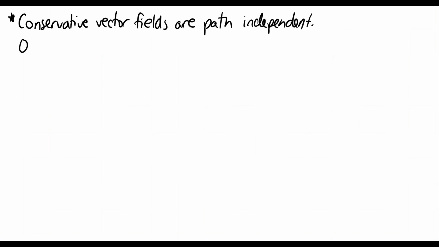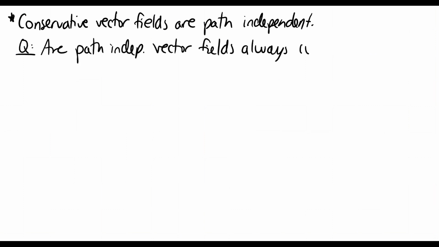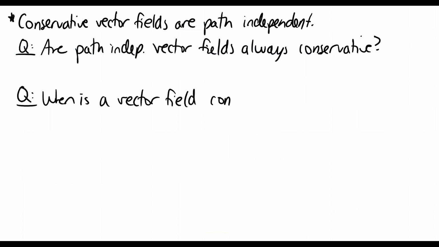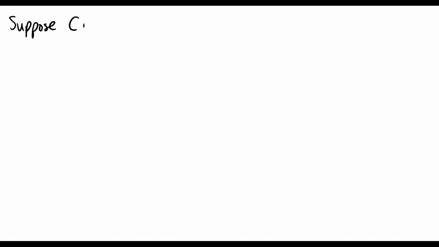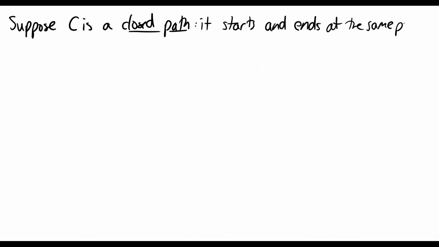A couple questions now arise. Is the other way around true? That is, are all path independent vector fields conservative? Secondly, how can we tell if a random vector field is conservative? I'll answer these questions in a second, but let me include another viewpoint for this process. Let's suppose our curve C is a closed path. It starts and ends at the same point. For example, a full circle is a closed path. This triangle is a closed path, and so is this figure 8.